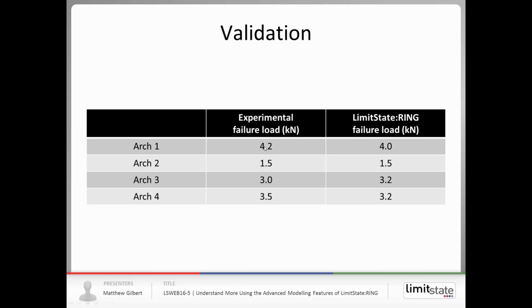In the case of arch 1, we did slightly underestimate the capacity, but we may have had some initial tensile bond strength raising the capacity slightly in that case. And in the case of arches 3 and 4, they were supposed to be the same, but we actually had one failing at 3 and one at 3.5. The model actually came somewhere in between, with a load capacity of 3.2.